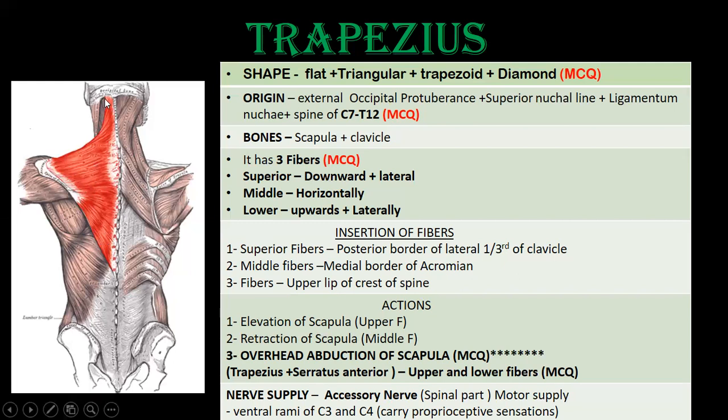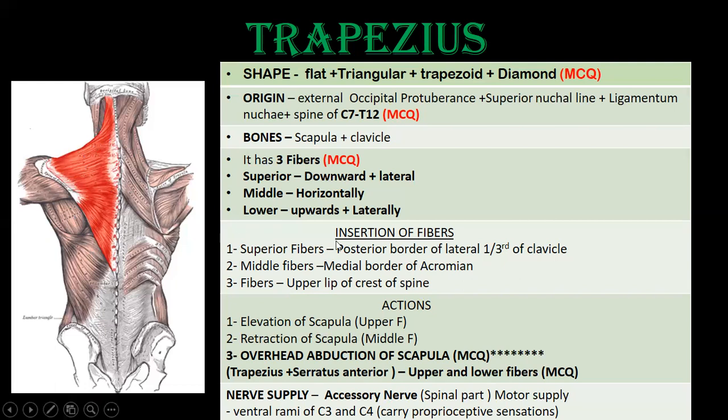The superior fibers, as we see in this diagram, move downwards and laterally. We already know the side determination: this is medial and this is lateral, that is, away from the midline. So the superior fibers move downwards and laterally. The middle fibers go horizontally, and the lower ones go upwards and laterally. So we see the 3 fibers.